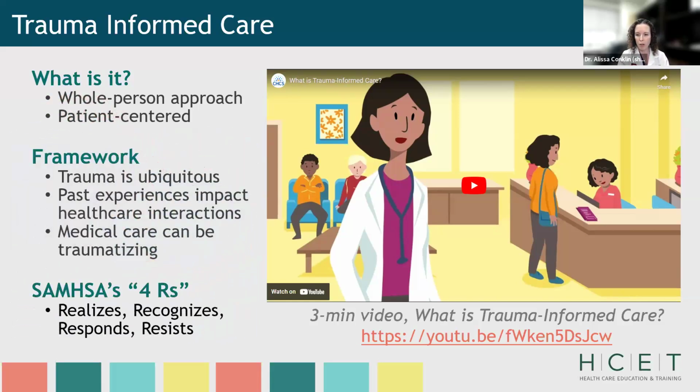We utilize the 4 R's created by the Substance Abuse and Mental Health Services Administration, which states that a trauma-informed approach is one that realizes the widespread impact of trauma, recognizes the signs and symptoms of trauma in clients, families, and staff, responds by fully integrating knowledge about trauma into policies, procedures, and practices, and seeks to actively resist re-traumatization.